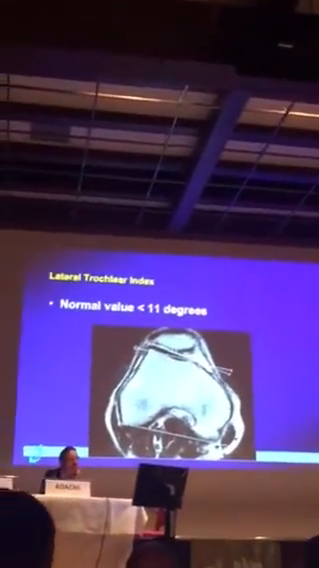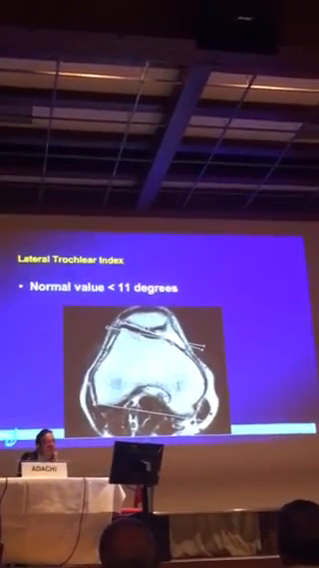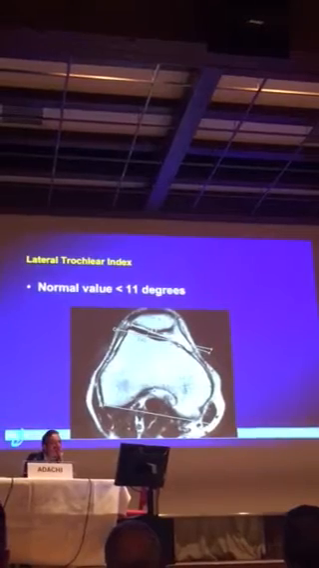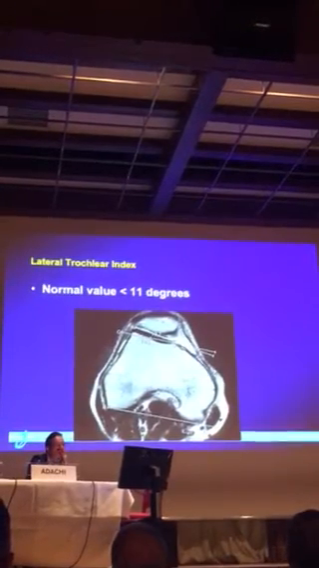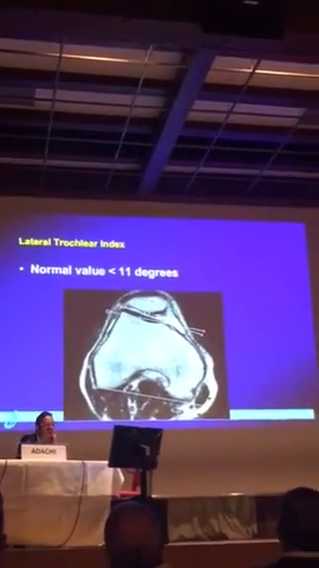Another measure of trochlear dysplasia is the lateral trochlear inclination, which is the angle between the posterior aspects of the condyle and then the lateral facet of the trochlea. And more than 11 degrees is considered pathological.